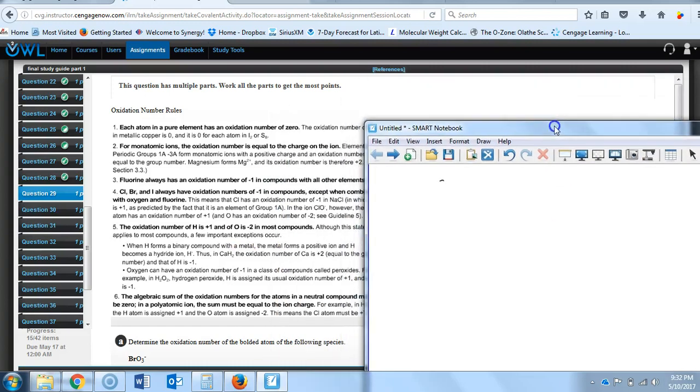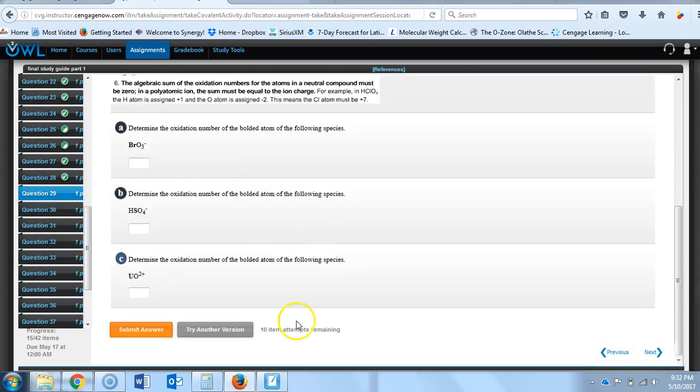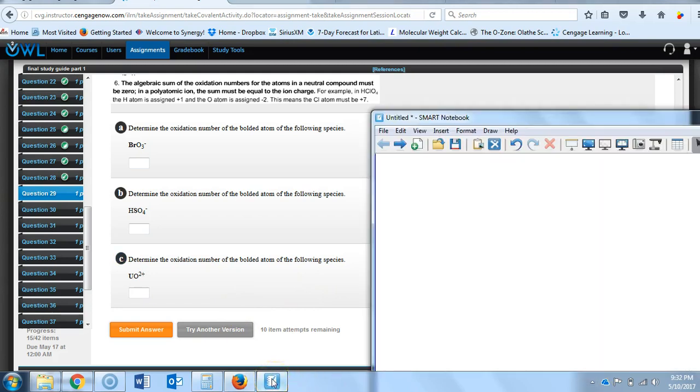Alright, now we're going to do some oxidation numbers. Remember that oxidation number is for covalent compounds, and it is similar to ionic charges. Not exactly the same, but similar.